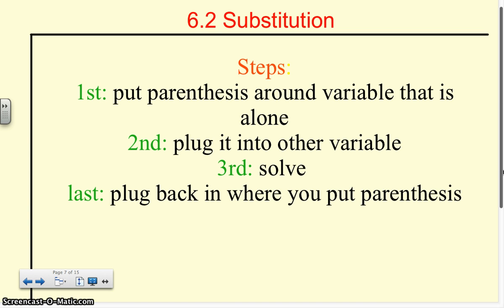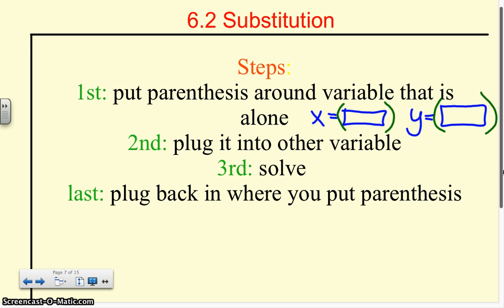The first thing we do is put parentheses around the variable that is alone. Again, when I say alone, I mean x is equal to something or y is equal to something. So we will put parentheses around what it equals. The second thing we're going to do is plug in to the other variable. That means the opposite equation, where it is on the opposite equation.